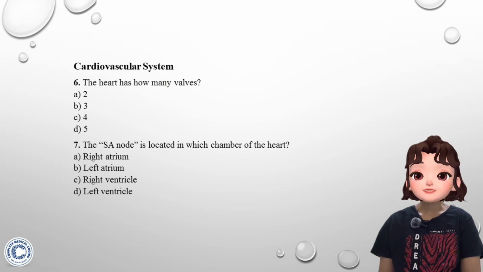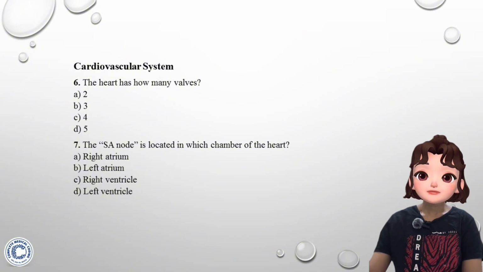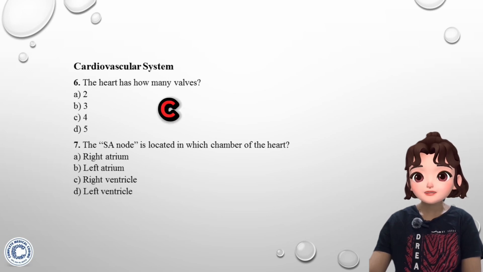Sixth question. The heart has how many valves? 2, 3, 4, 5. What will be the answer? 4. Heart has 4 valves. Answer is option C, 4.